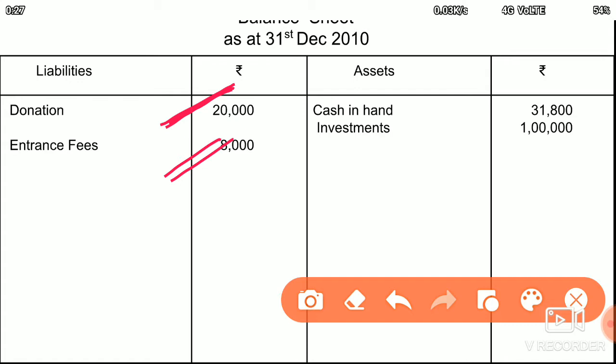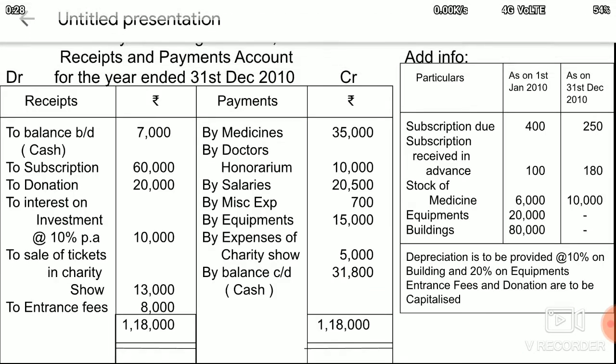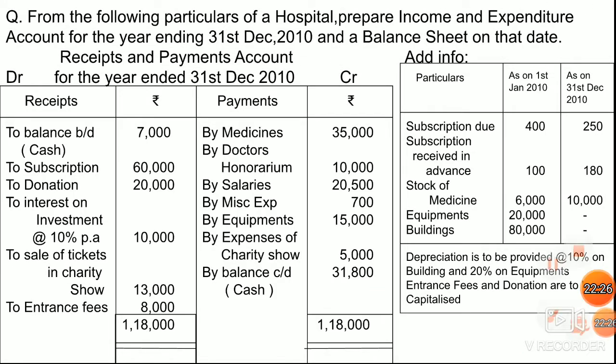On the other hand, the closing balance of cash 31,800, which is appearing on the payment side, will come on the asset side. And the old investments which are still present also will become an asset. Now we will take the other information from the additional information.